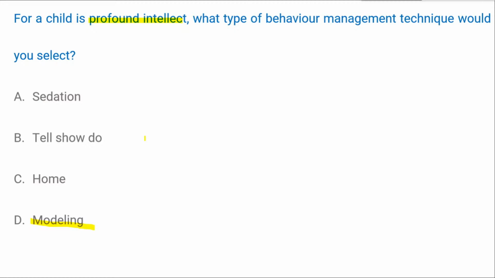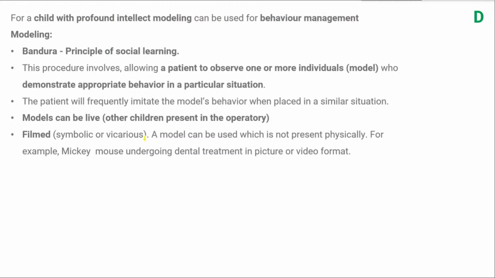Tell-show-do is for very anxious children on the first visit, for a child where you have to literally explain what you are going to do. For any patient you are supposed to explain what you are going to do, but then based on how much the patient can get back from you, for such a patient you will do tell-show-do. And HOME is hand over mouth. We don't do it at all and it is rarely practiced, only for very uncooperative and adamant children. So the most probable answer for this would be modeling, wherein we show the child.